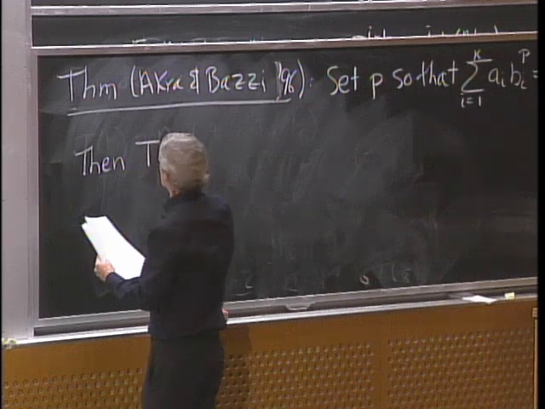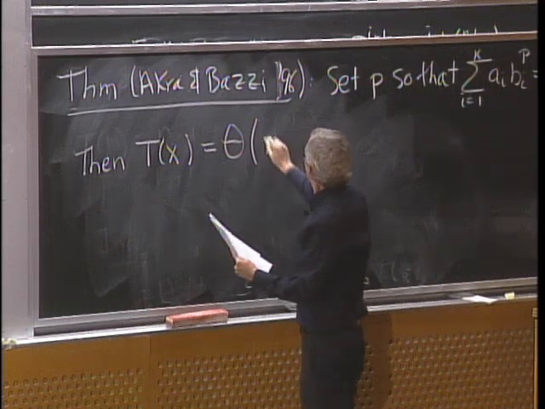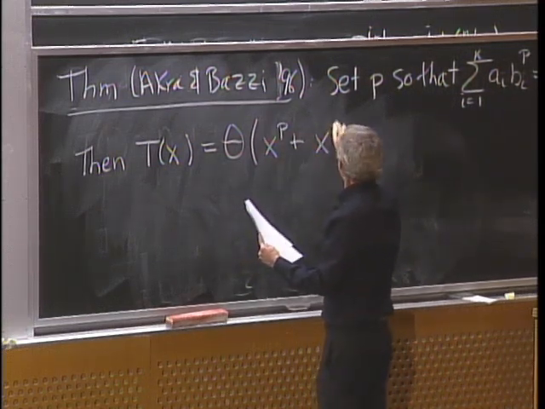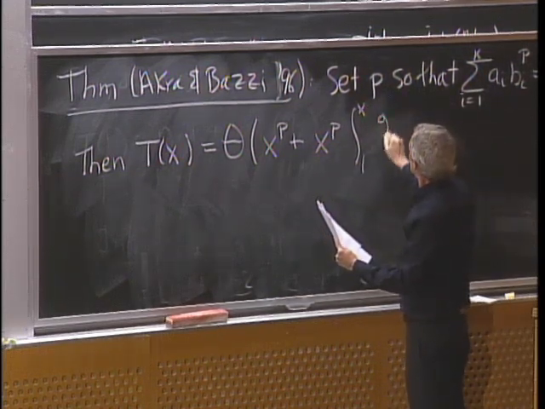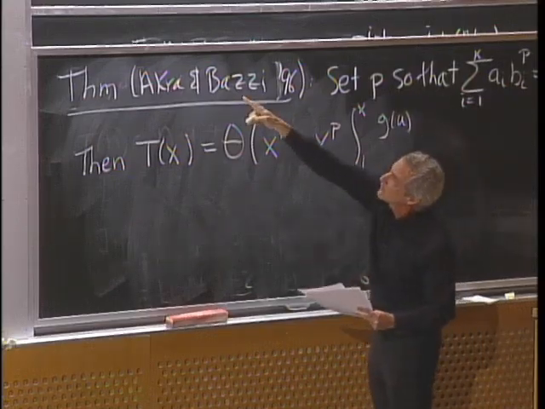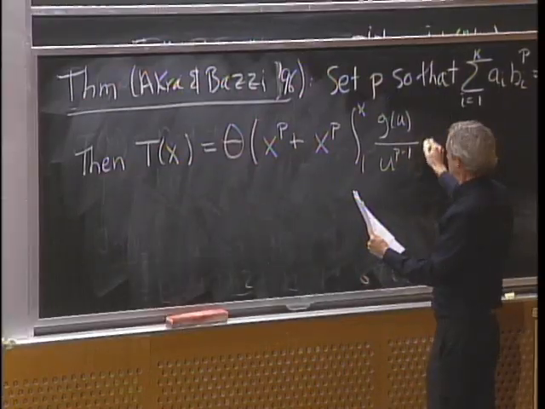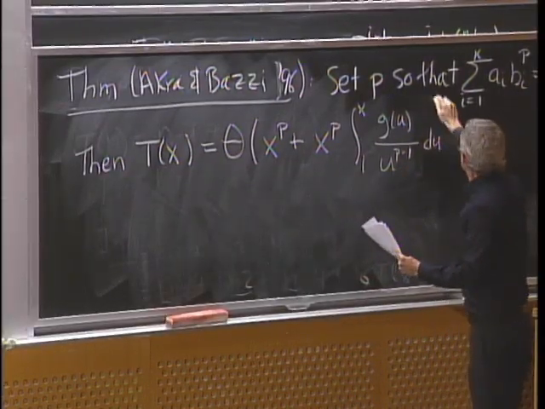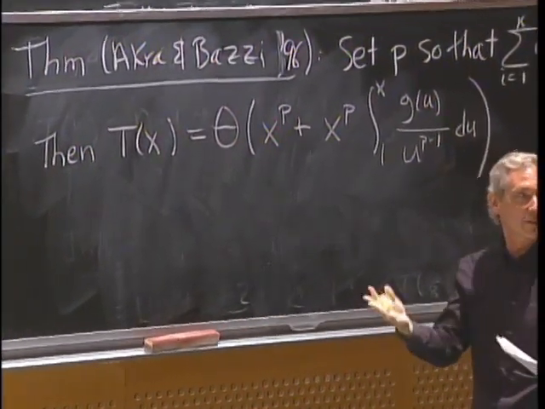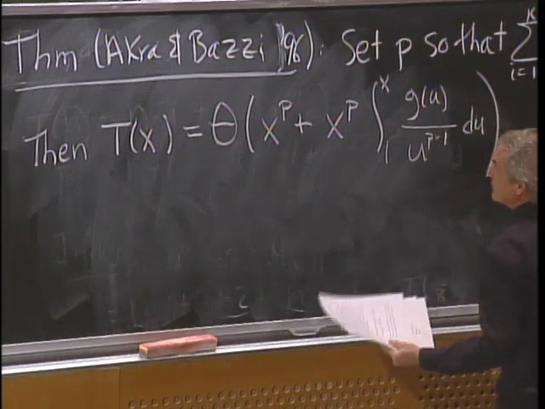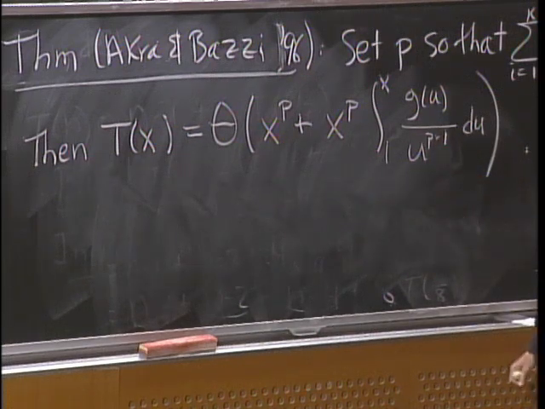Then T of x equals Theta, we're going to use our asymptotic notation, of x to the p plus x to the p times the integral from 1 to x of g of u over u to the p plus 1 du. g is that polynomial thing at the end. That's it. And this is really great news for you guys, especially if you go on into algorithms, because you don't have to deal with plug and chug on nasty things. You just solve for the answer.